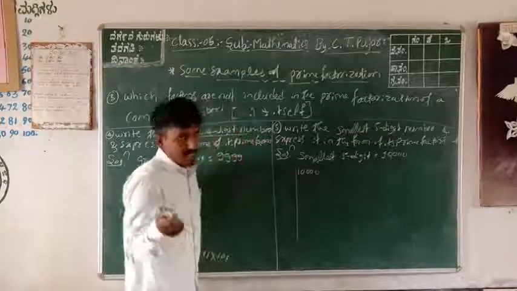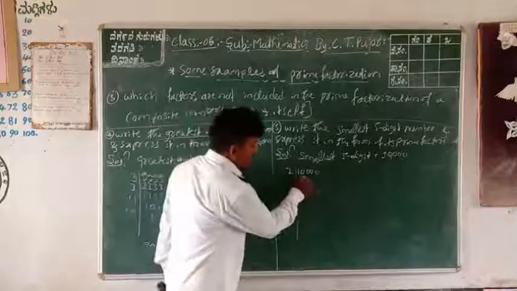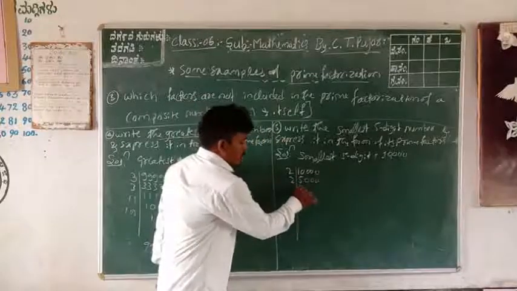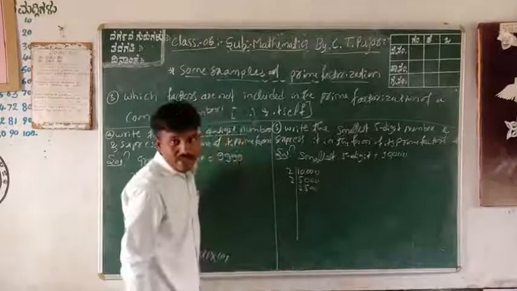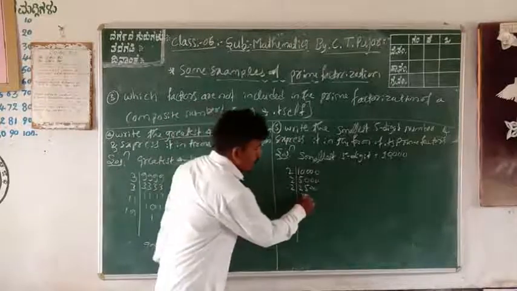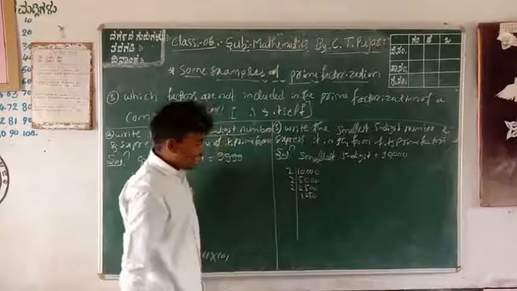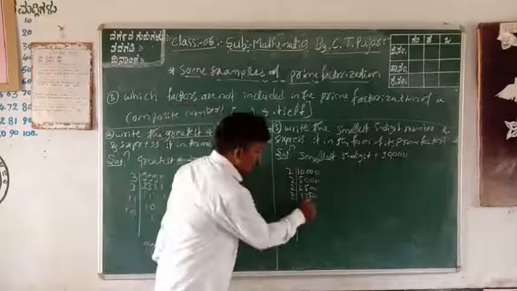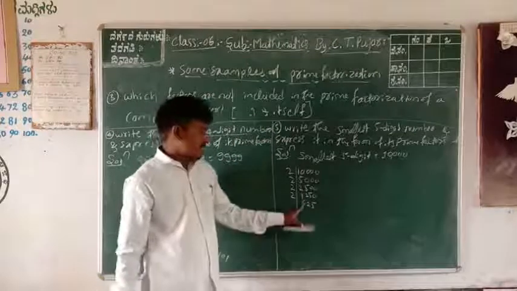You can take the smallest number. Not considering 1, you can take 2. 2 is divisible. 2 fives are 10, remaining 0. Again you can take 2. 2 twos are 4, 2 fives are 10. Again you can take 2. 2 ones are 2, 2 twos are 4, 2 fives are 10. Again you can take 2. 2 sixes are 12. 2 twos are 4. Next, 625 is there.